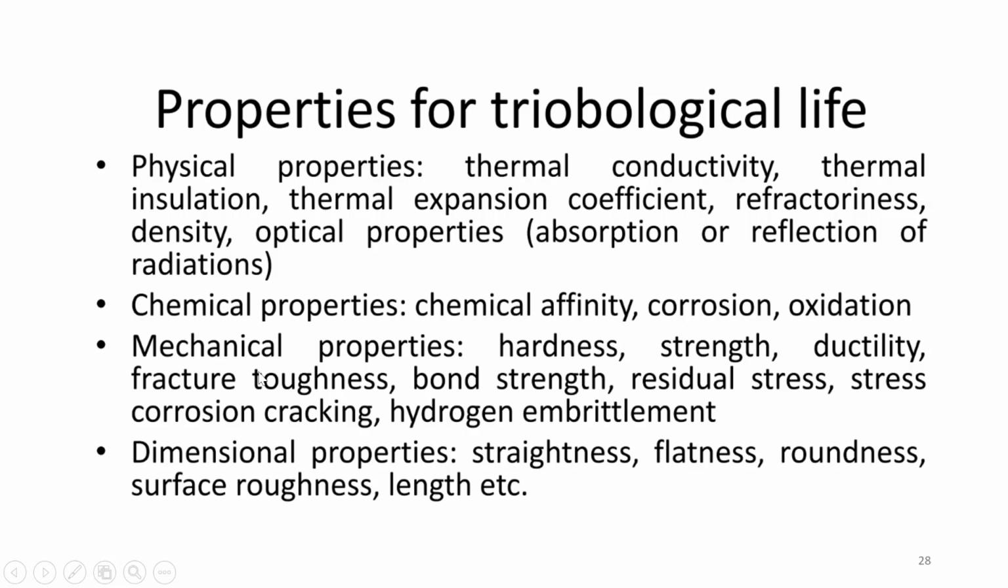Next is mechanical properties. In this case, hardness, strength, ductility, fracture toughness, bond strength, residual stresses, stress corrosion cracking, hydrogen embrittlement. All these properties can be altered. Dimensional properties such as straightness, flatness, roundness, surface roughness, length, etc. These also depend on the final heat treatment or the surface modification process that is applied.